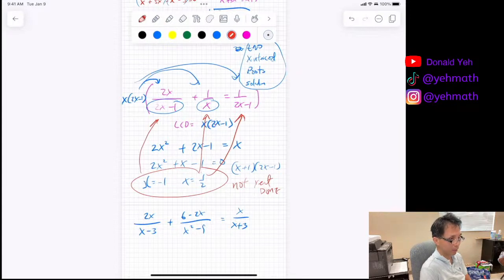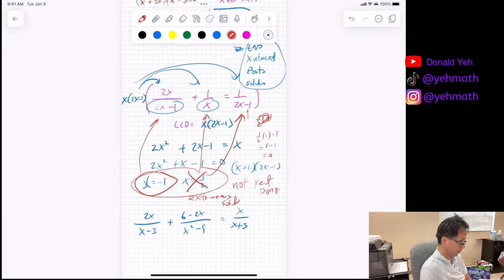Plug in. 1/2 is not an answer because when you plug 1/2 into 2x minus 1, what happened? That's going to be 2 times 1/2 minus 1, which equals 1 minus 1, equal to 0. It causes this denominator to equal 0. Then that's not a solution. It's called an extraneous solution. So this is the only answer here.